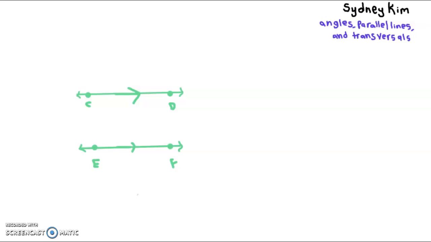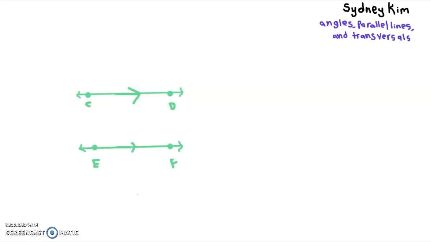Hi, I'm Sydney, and today we are going to be learning about angles, parallel lines, and transversals. So let's say I have a line segment CD and another line segment EF. Both of these lines go on forever and are on the same plane. In this case, the plane is the screen.